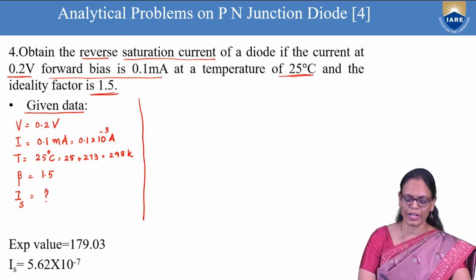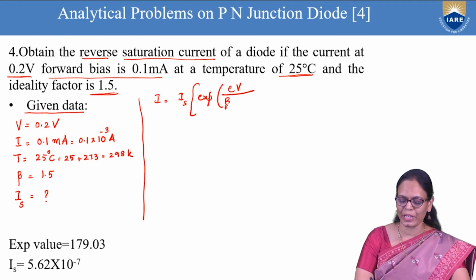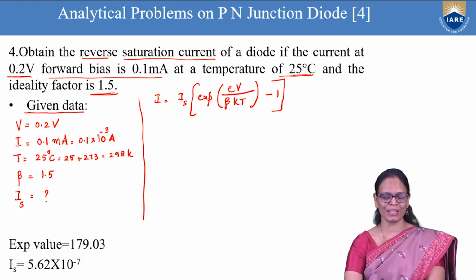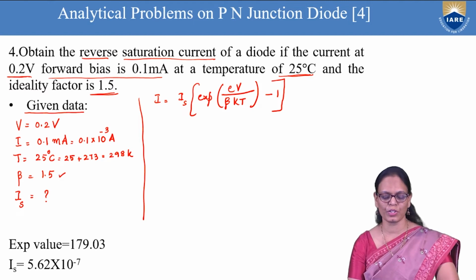So what we have to find is Is. I is equal to Is exponential of eV by beta kT minus 1. Here we cannot neglect beta. The value of beta is given as 1.5. So let us substitute now.